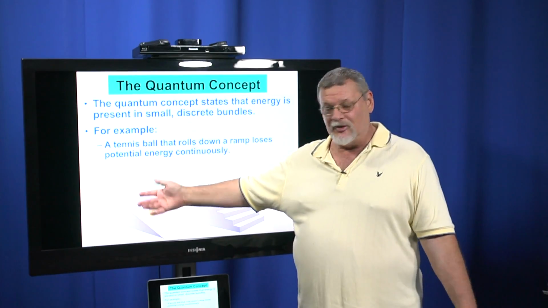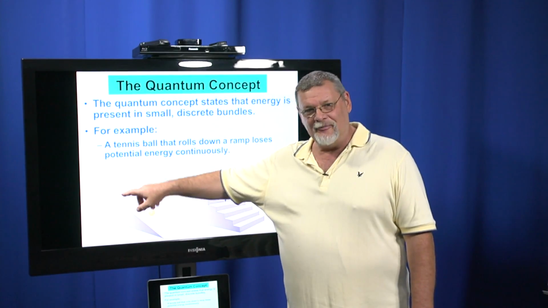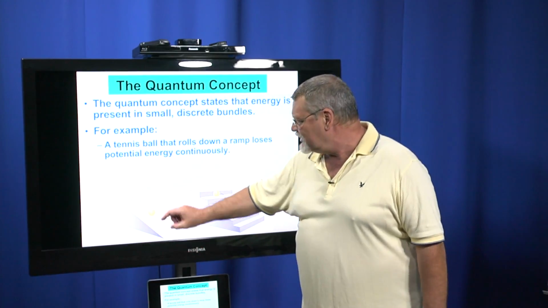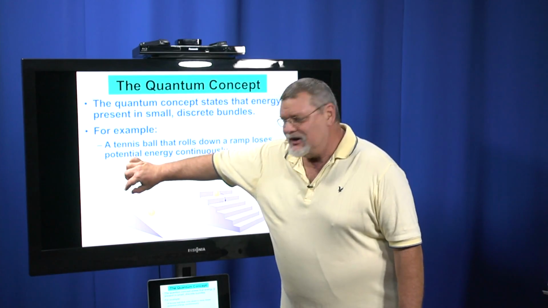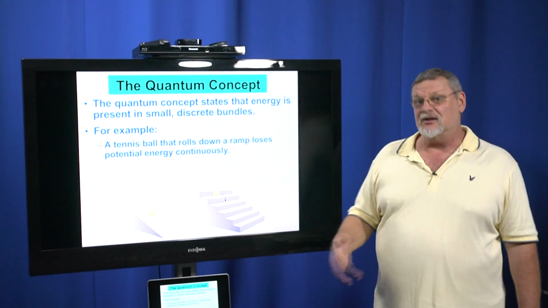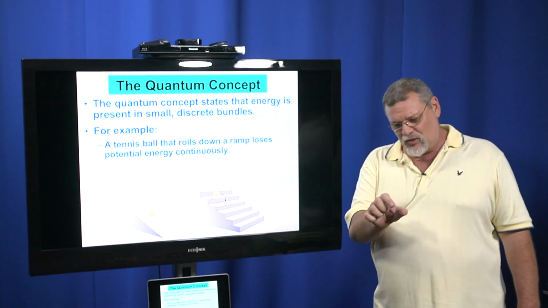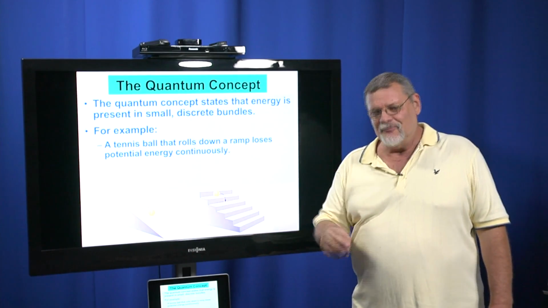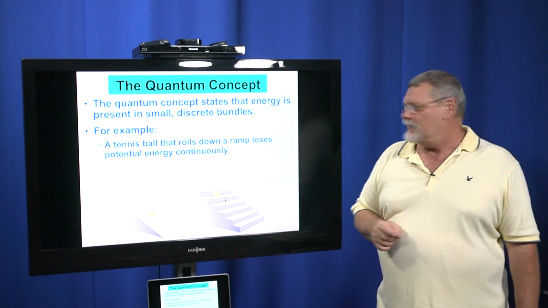Where'd the energy come from? It's potential energy because I put it up there. And that's what I mean by potential energy in this case. Put the tennis ball up here. If it rolls down the ramp, it's losing this potential energy continuously. As it goes from one small step to the next, it's losing just a little teeny bit of energy.